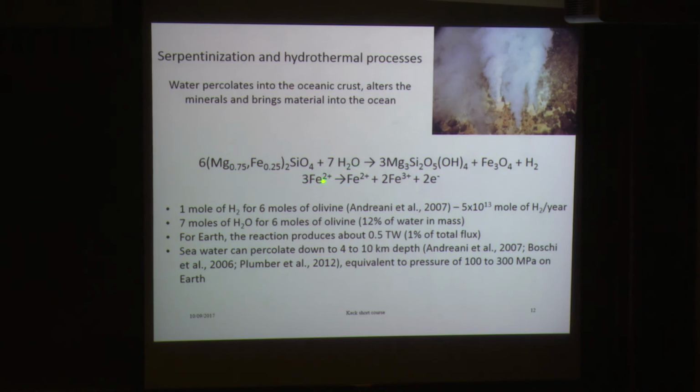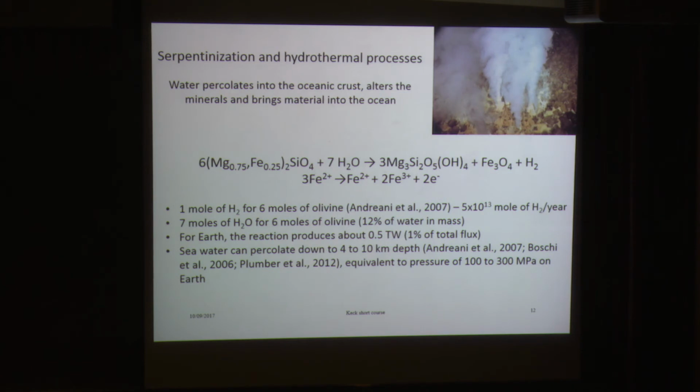And then the way you get the H2 is because you have the oxidation of iron, which goes from 2+ in the olivine to 3+ in the magnetite. And so when you look at the numbers for the Earth, and I looked at some papers, you get something on the order of 0.5 terawatt for the serpentinization of the terrestrial seafloor.